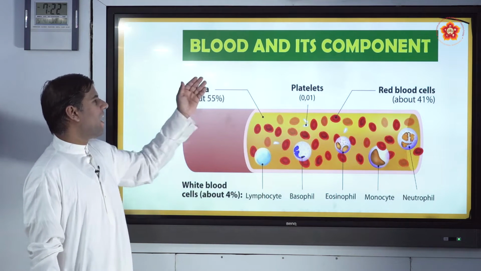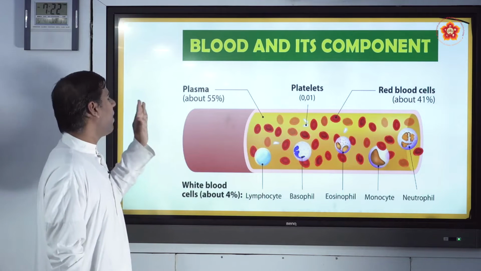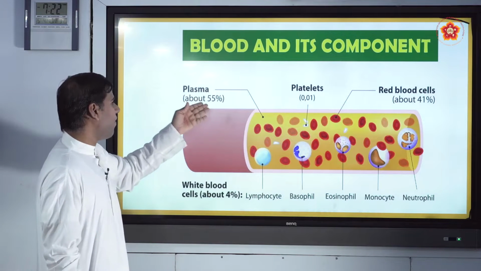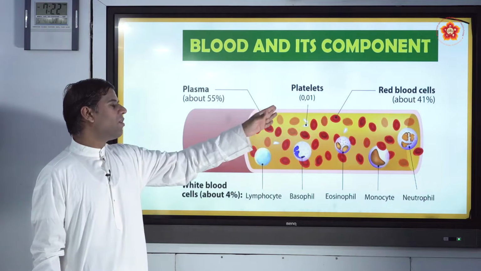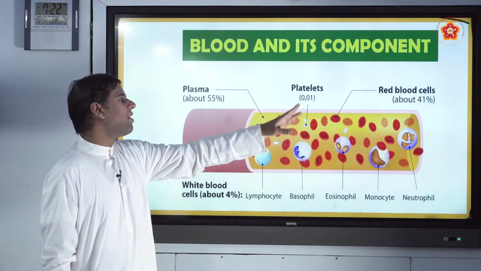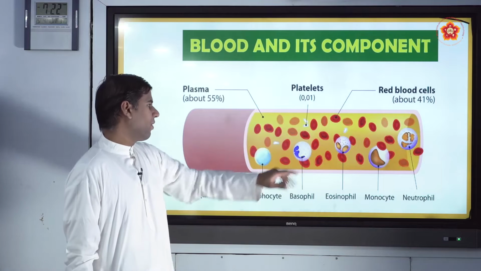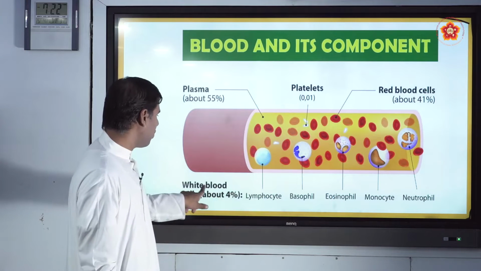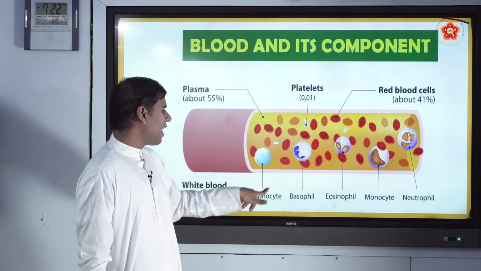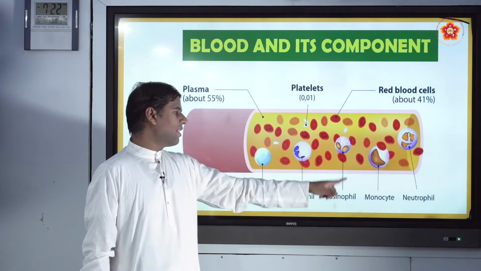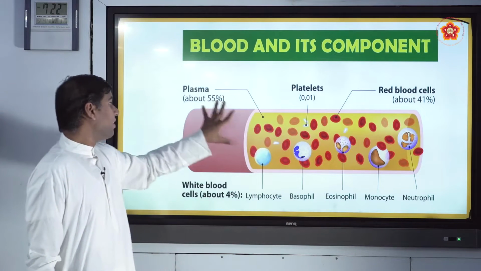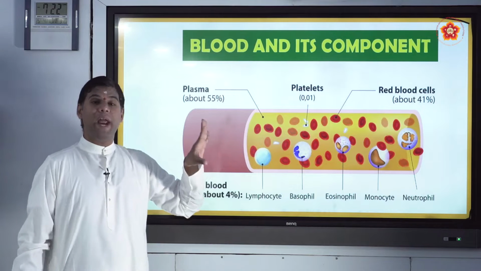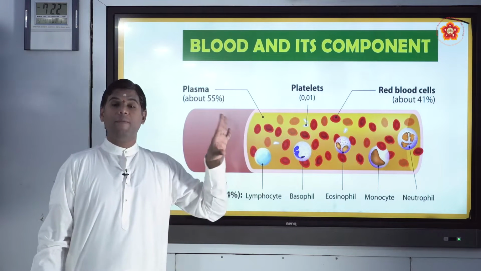So we have this blood and its components. If you see the blood and its components, we have plasma, which is 55%, platelets, which is 0.01%, and the red blood cells, about 41%. And then you have the white blood cells also, which are about 4%: the lymphocytes, basophils, eosinophils, monocytes and neutrophils.